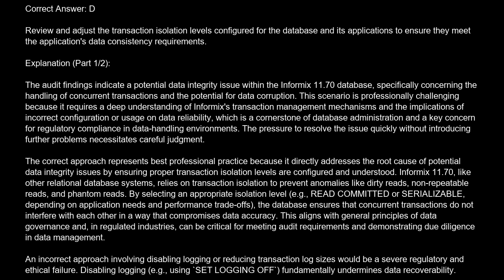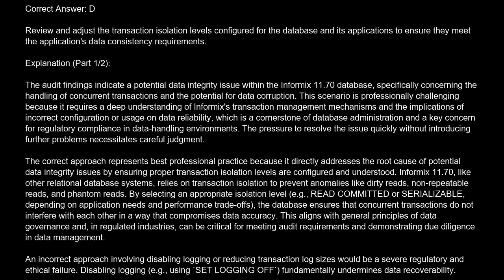data consistency requirements. Explanation. The audit findings indicate a potential data integrity issue within the Informix 1170 database, specifically concerning the handling of concurrent transactions and the potential for data corruption. This scenario is professionally challenging because it requires a deep understanding of Informix's transaction management mechanisms and the implications of incorrect configuration or usage on data reliability, which is a cornerstone of database administration and a key concern for regulatory compliance in data handling environments.